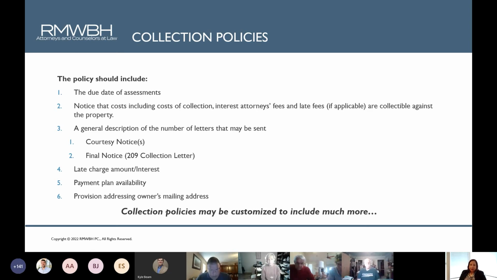One of the most important parts of a collection policy is the payment plan schedule. By law, the association has to have a payment plan schedule, and a collection policy that generically talks about the payment plan process is really a good place to put that payment plan schedule, which is again required by law. The association has to offer each homeowner at least 3 months, but not more than 18 months in terms of a payment plan when they send this 209 collection letter.